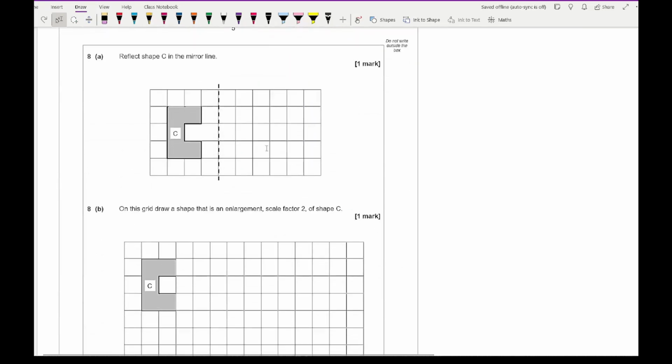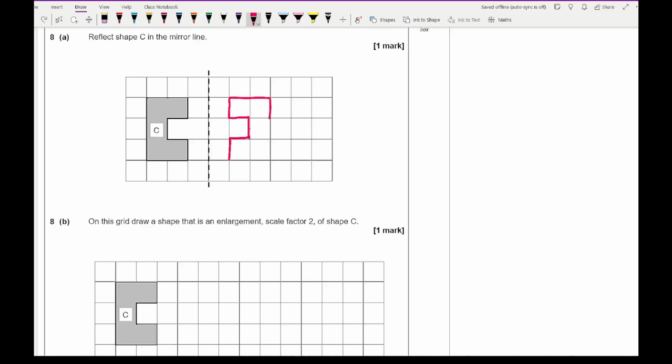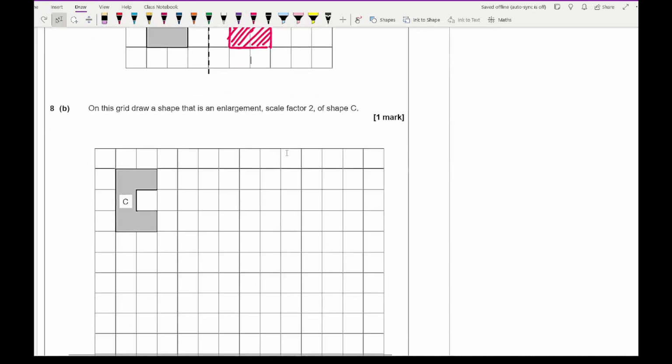For question 8, it says reflect C along the mirror line. So again, using a ruler, which I'm definitely not going to be doing, you should have your shape or the image of C that looks something like this. And again, shading is completely optional, like so. And then for B, it says on this grid draw a shape that is an enlargement of scale factor 2 of shape C.